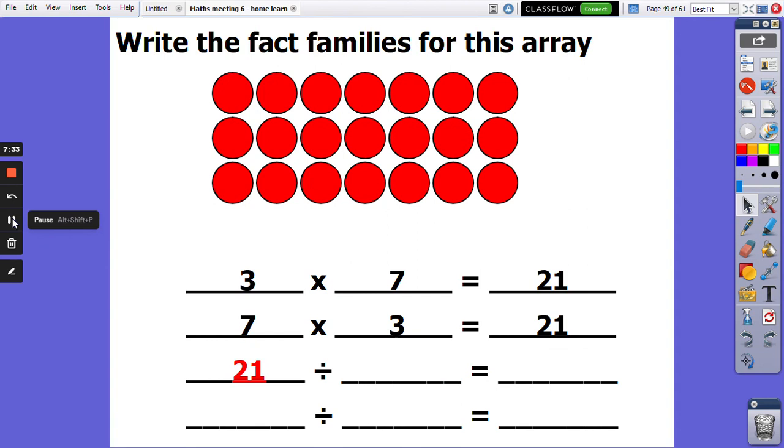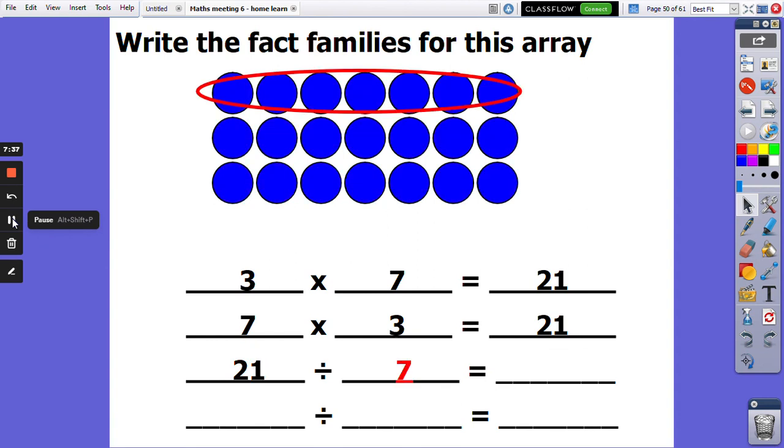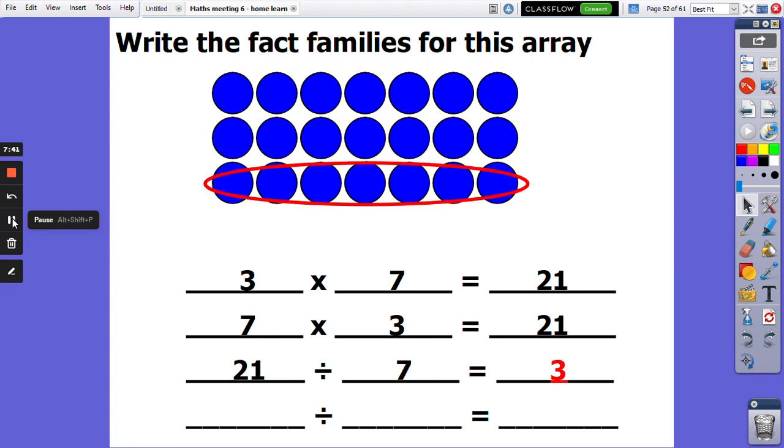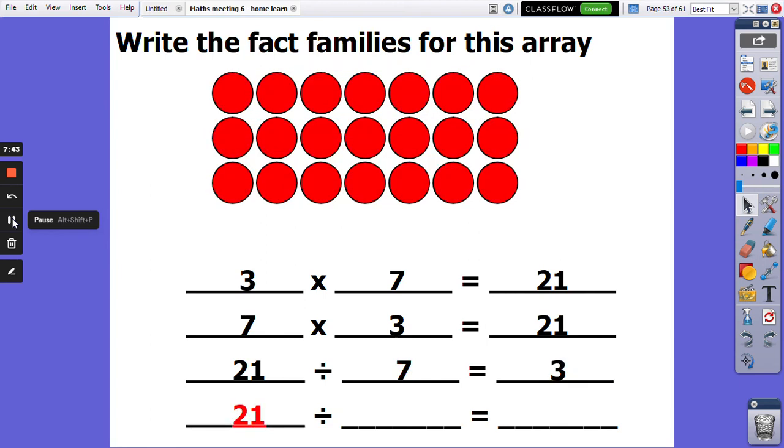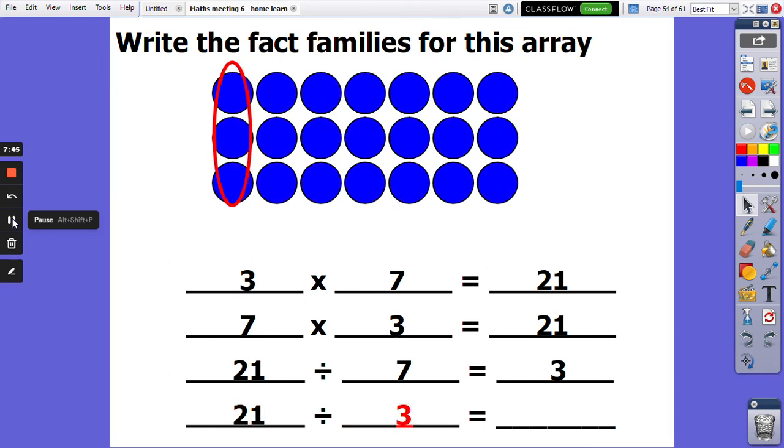Okay, we can also do division here. We've got 21 divided by 7. How many 7s in 21? 1, 2, 3. And we've got our whole 21 divided by 3. How many 3s in 21? 1, 2, 3, 4, 5, 6, 7. Well done if you got all 4 of those calculations right.